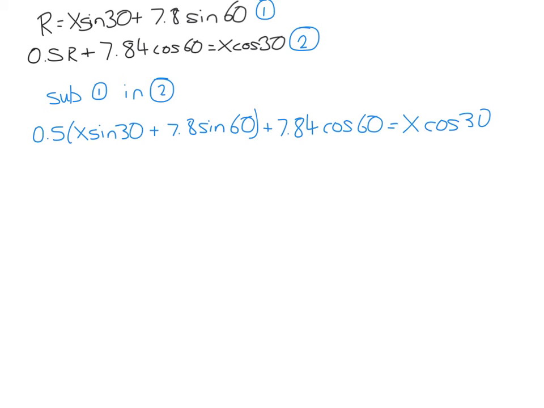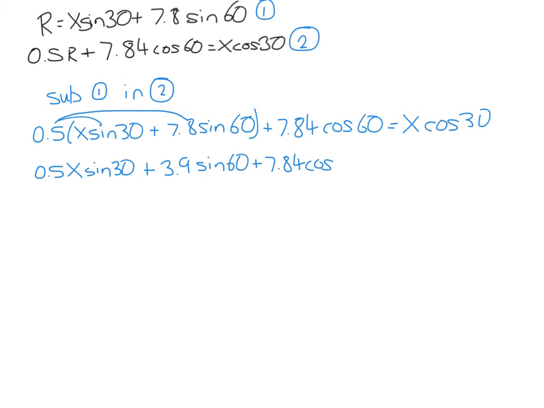So 0.5 times x sine 30, so we've got 0.5x, making it really clear that's a capital X and not a times, plus, so I've done that multiplication, now I've got to do this one. Half of 7.8 is 3.9, so this is going to be 3.9 sine 60. Then I finish my bracket, it's plus 7.84 cos 60 equals x cos 30.